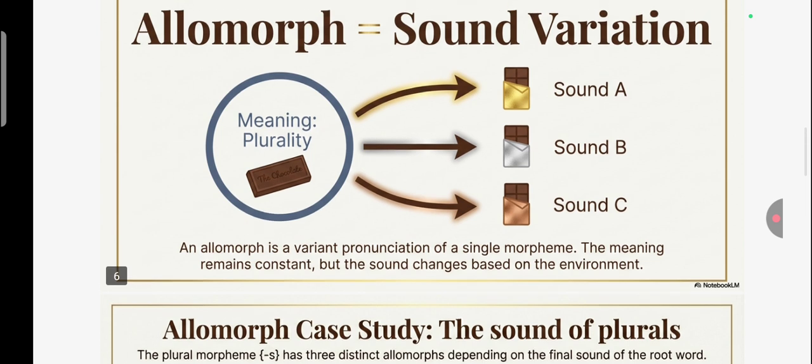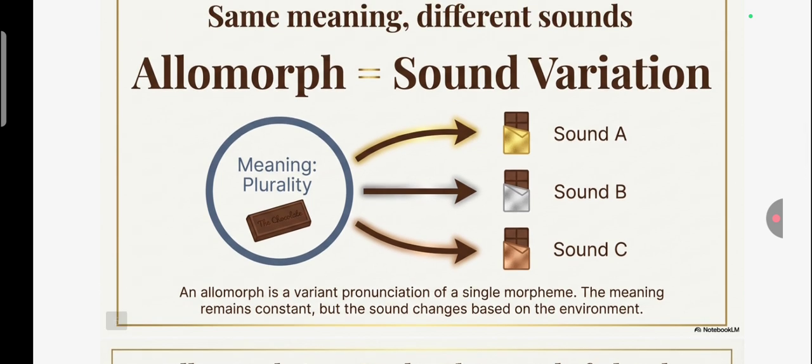Now, let's move on to the next concept, allomorph. What is an allomorph? An allomorph is a variation in the pronunciation or form of a morpheme. The meaning stays the same, but the sound changes depending on the environment. Let's understand this with plural forms. We usually write plural using the letter S, but we pronounce it differently in different words.